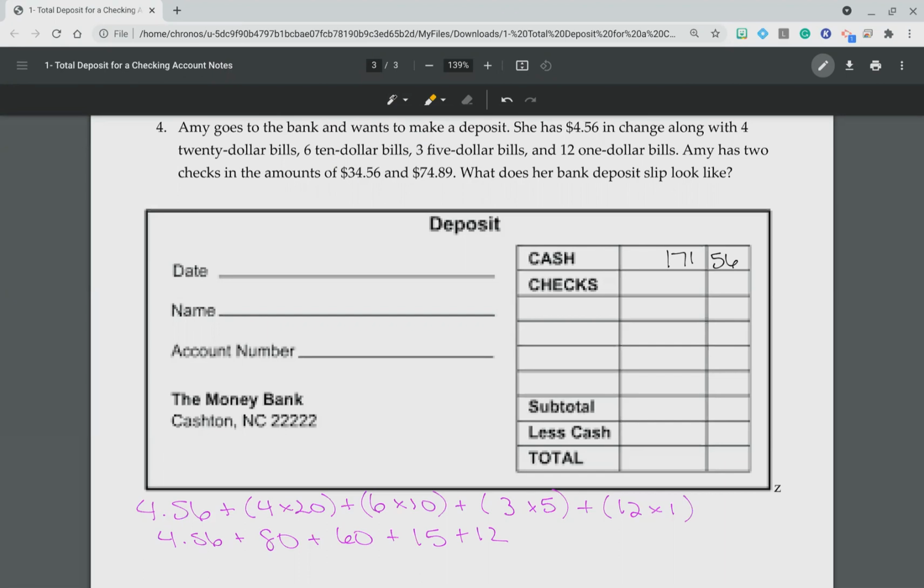All right, and then she has two checks, one for $34.56 and the other for $74.89. So if I add those three numbers together, my subtotal would be $281.01. Okay, now it doesn't say that Amy wants any less cash, so I'm going to just put some zeros there. So she is depositing her full $281.01.